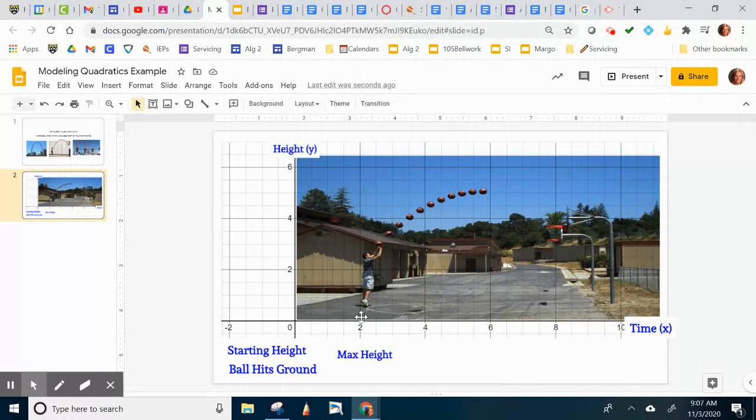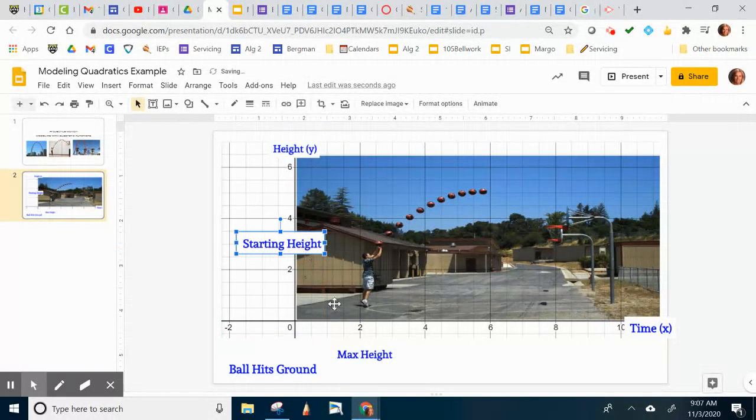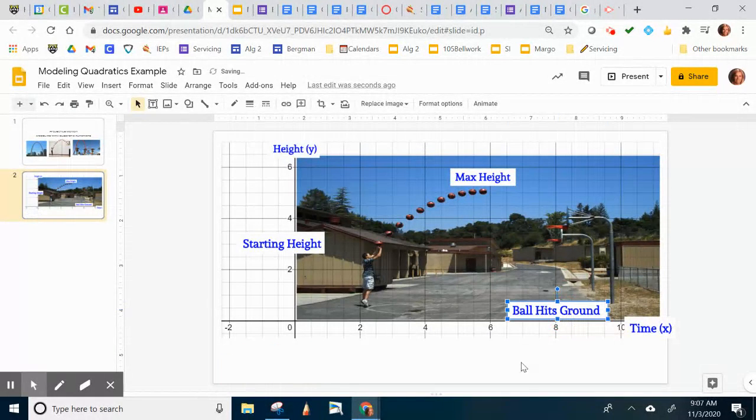So starting height. Well, the starting height is where this guy's throwing the ball. So it's going to be kind of somewhere over here is the starting height. The max height is going to be the maximum height the ball goes. Well, I'm going to guess that's somewhere around here, just from this example. And finally, I'm going to estimate that the ball is going to hit the ground around here. So this is some information I can find from the graph. So this is what it's going to look like in a real life situation.